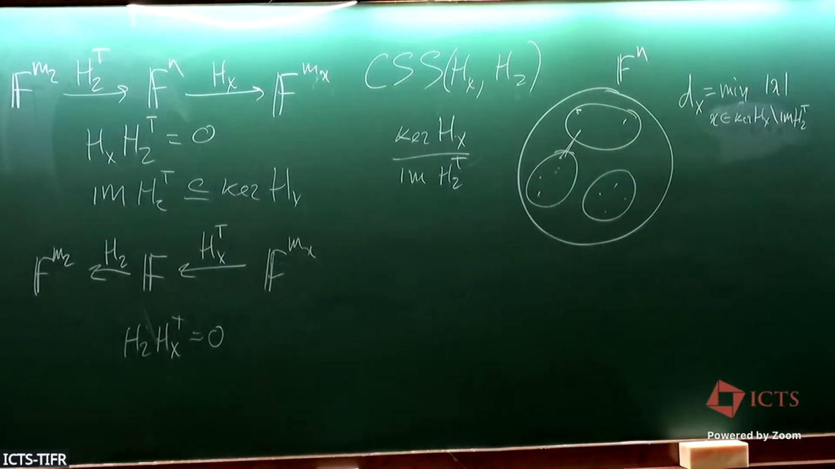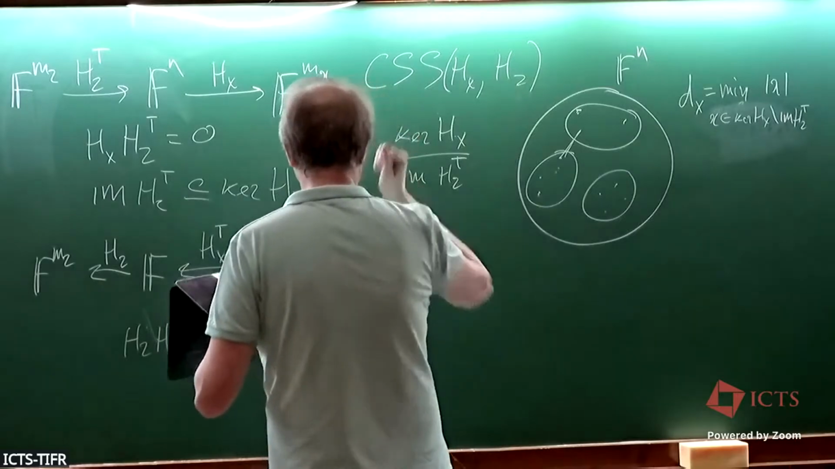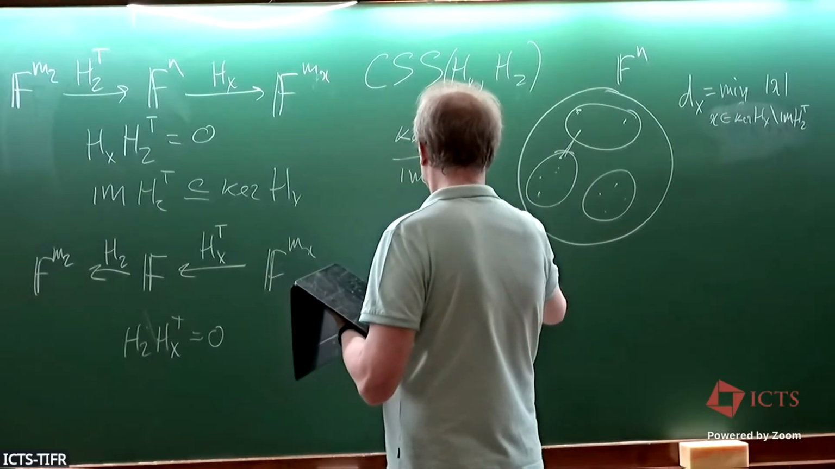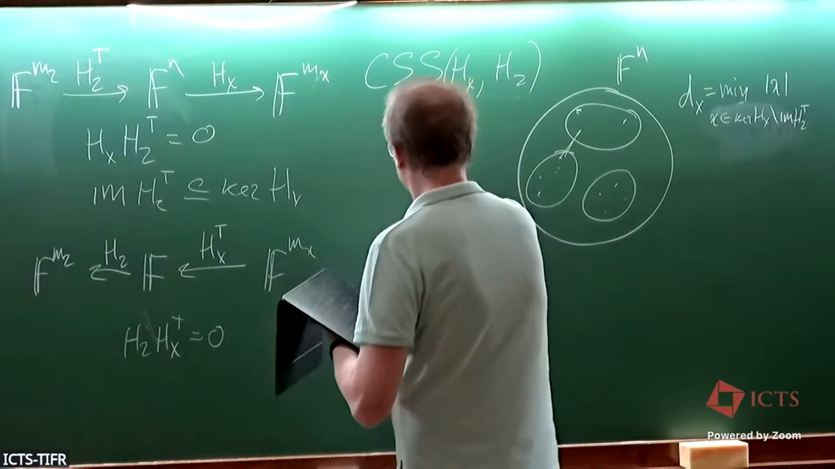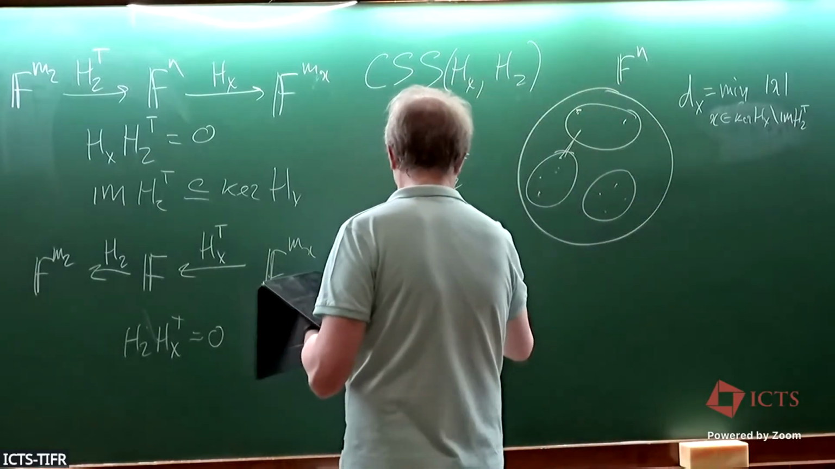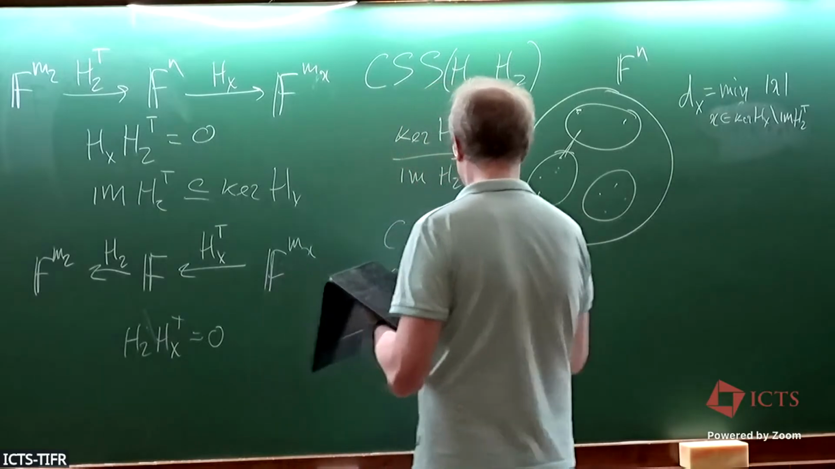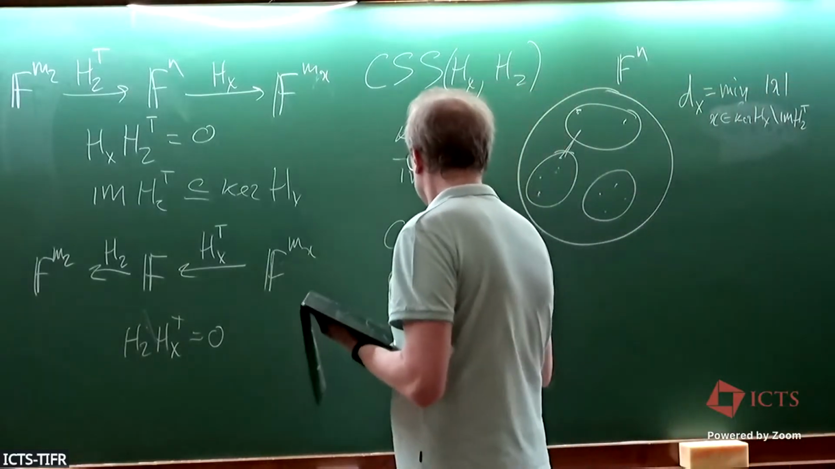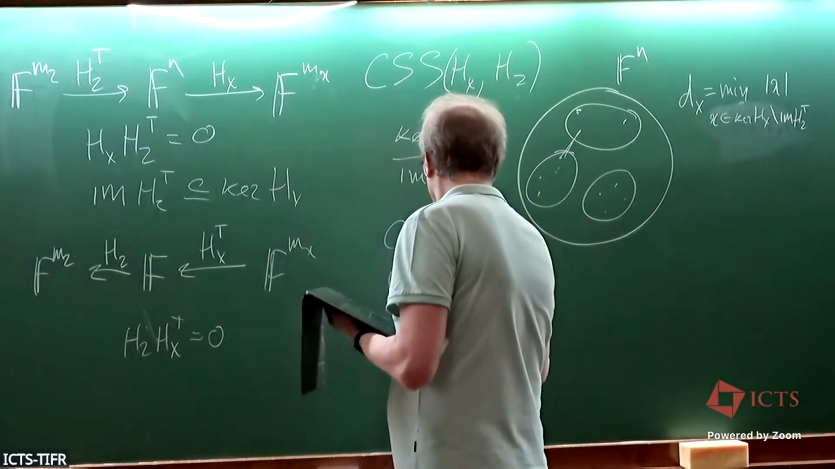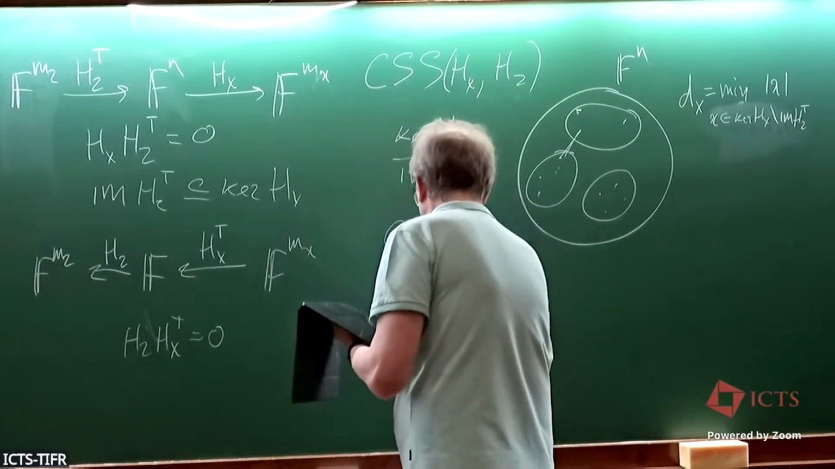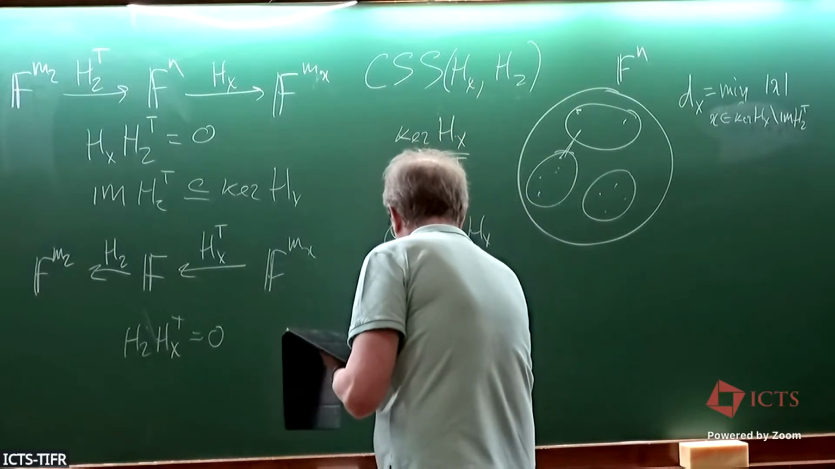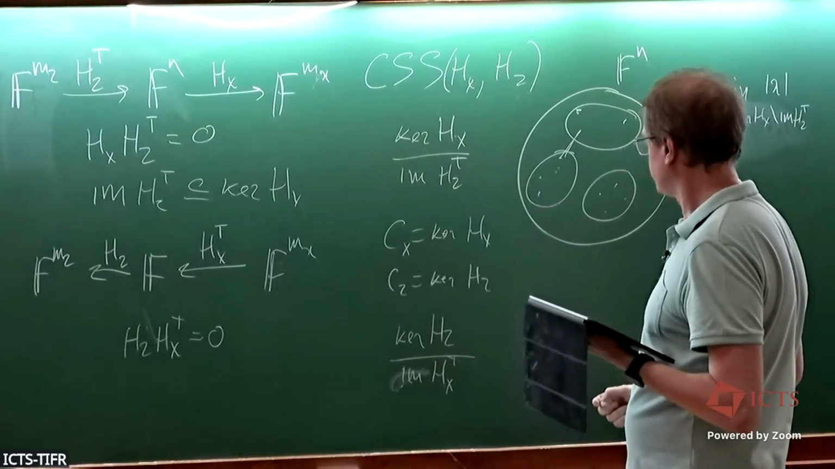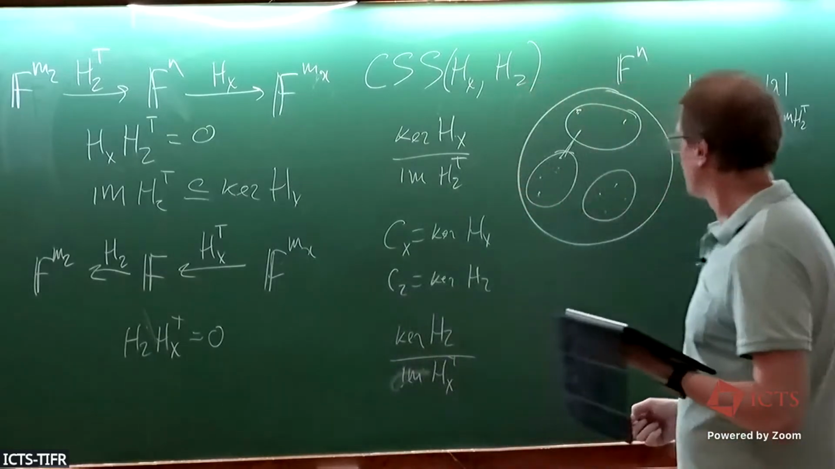So, if we use some notation and denote by C_X the kernel of H_X and by C_Z the kernel of H_Z, then we can also consider the kernel of H_Z divided by the image of H_X transposed.